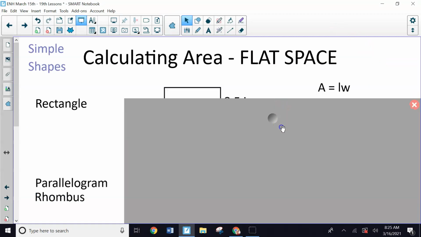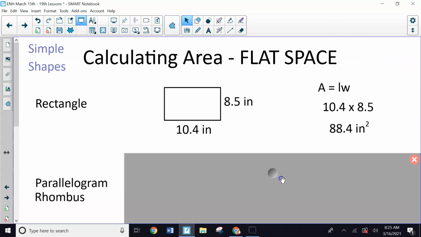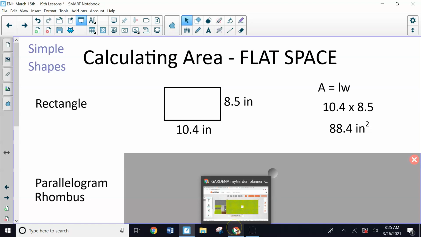So calculating a rectangle is something we have already done. You've done that plenty of times. It is the length times the width. And basically what you're doing is counting the squares that will fit in that.